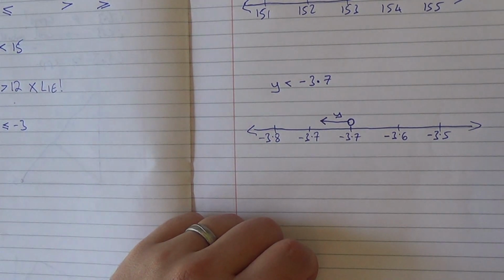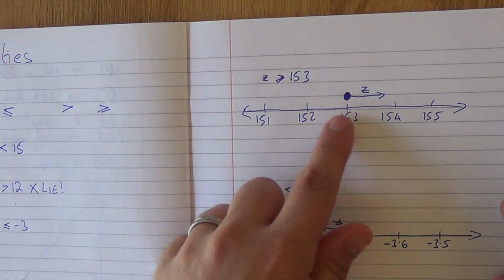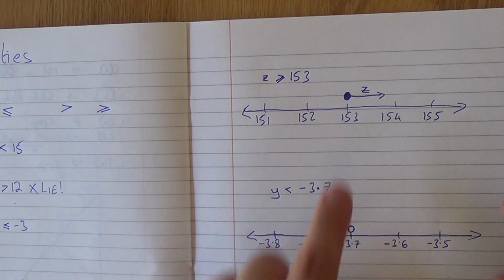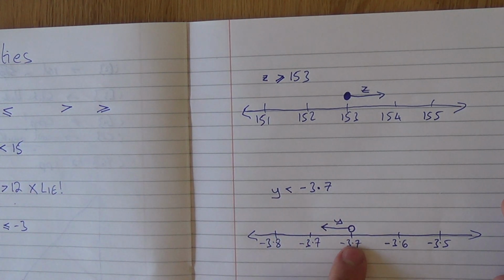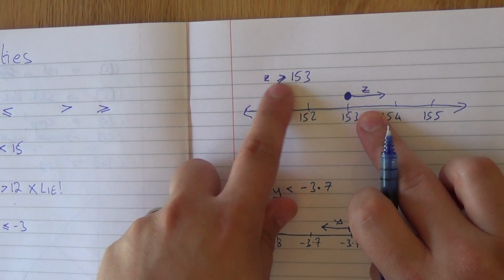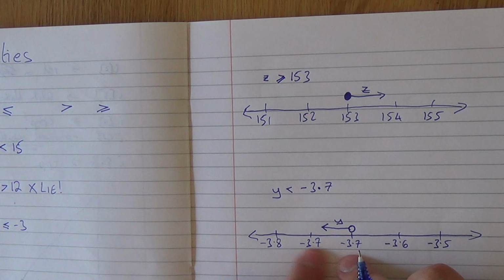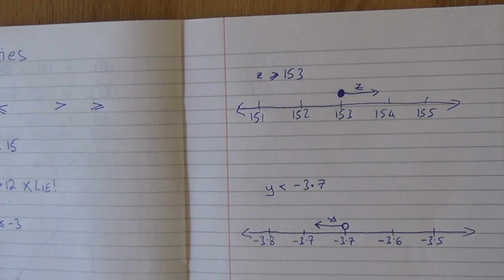And that's it. So if it has an extra line here because it's equal, you colour it in to show that this number's allowed. If it's empty, it means this number's not allowed. And the arrow shows you which direction we're keeping. Here we've got a greater than, so we're keeping the stuff which is bigger. Here we've got a less than, so we're keeping the stuff which is smaller. And that's it. That's how you stick these numbers on a number line.